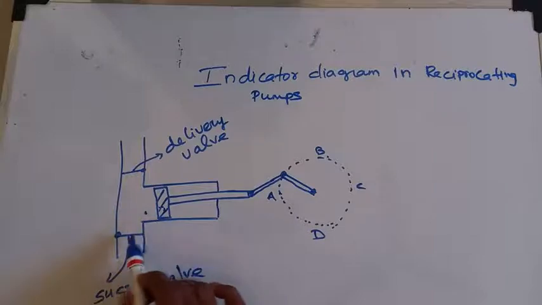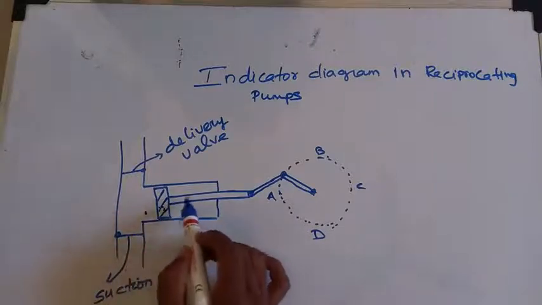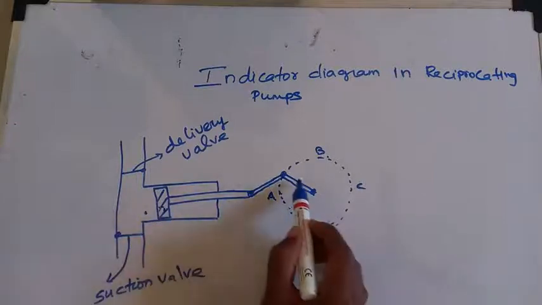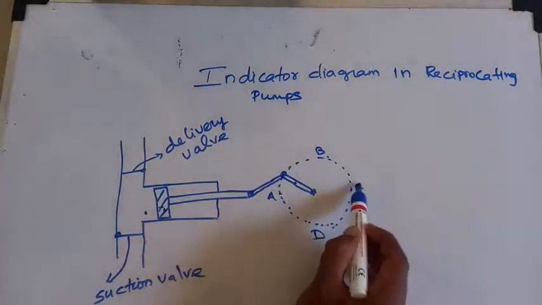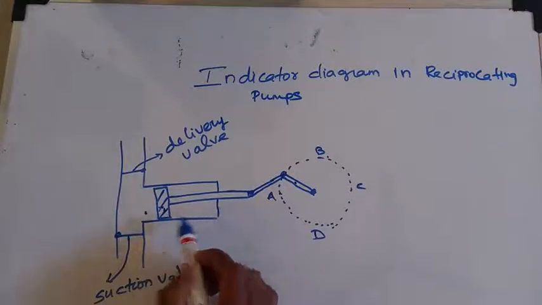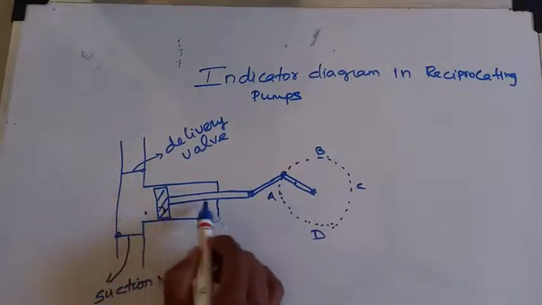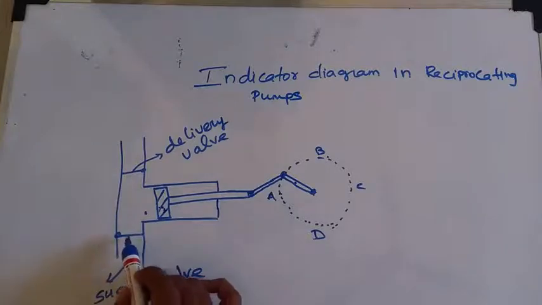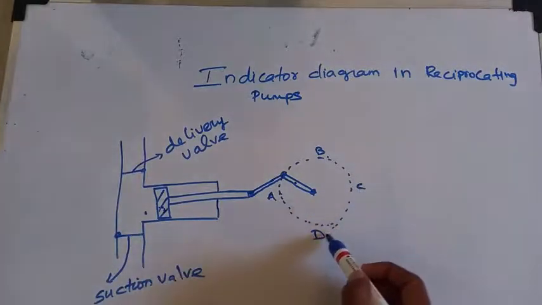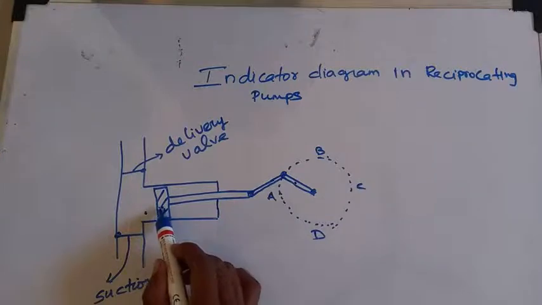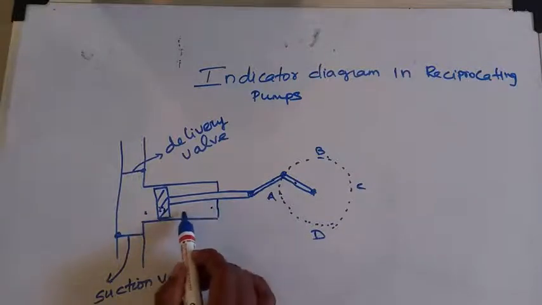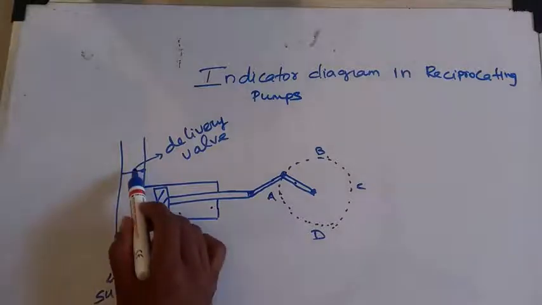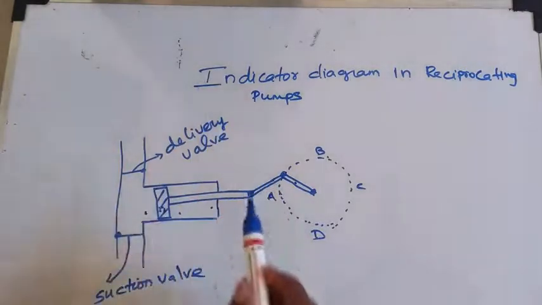That means the suction pipe opens, and water fills the cylinder. If the crank reaches the C position, it is fully open, so the entire cylinder is filled with water. Then the suction valve closes. If it moves from C to D, the piston moves again to the center position. That means it pushes the water out. The delivery valve opens, and water flows upward.